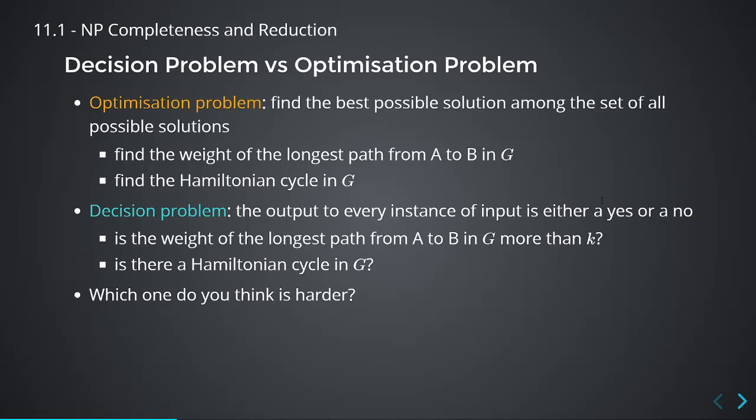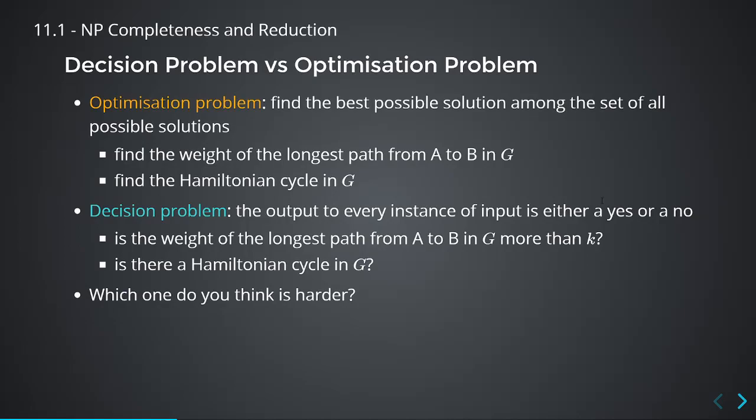Whereas the decision problem is like, the weight of the longest path, is it less than K? Is it more than K? This graph, does it have a Hamiltonian cycle? So it's a problem where the only output is just yes or no. One of the two. So which one do you think is harder?